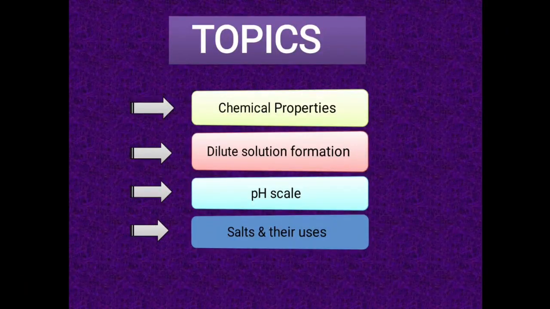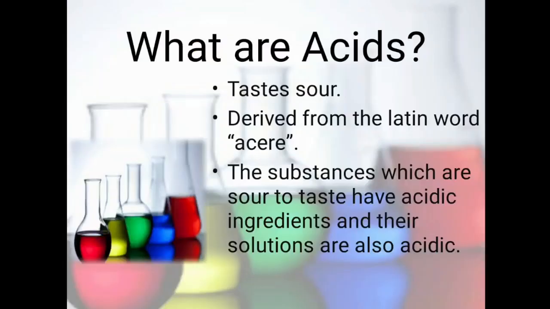The topics that we will be covering from this chapter are chemical properties, dilute solution formation, pH scale, salts and their uses. At first, let us know what are acids and where from this term has been derived. To identify whether a substance is acidic or basic, we have two solutions. First, either to taste it.